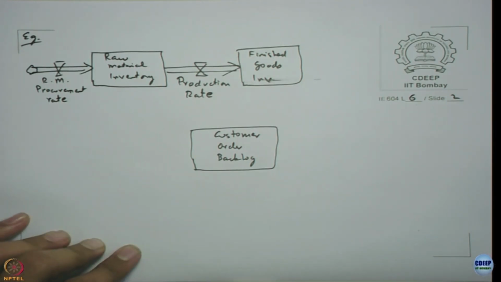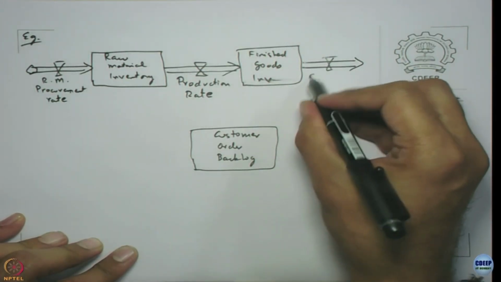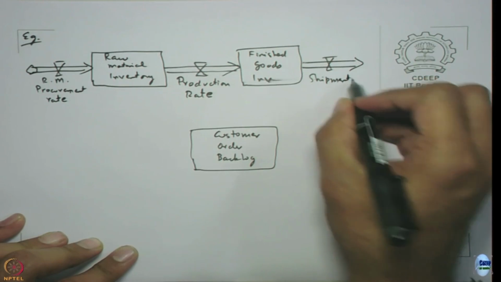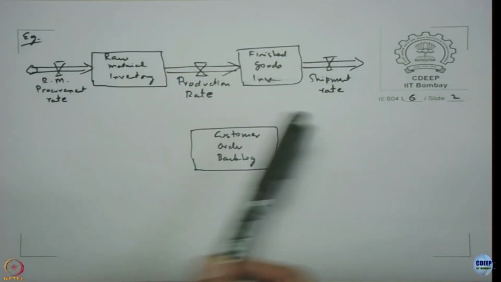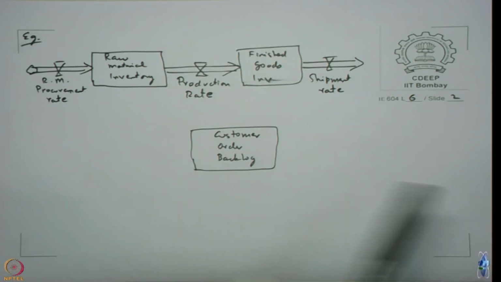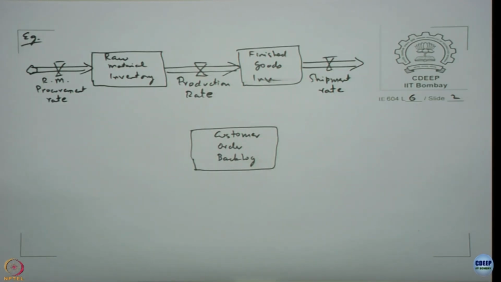And from the finished goods, we are going to have something called shipment rate. Just observe how I have given the variable names. Whenever there is a flow, we just told flow or rate or flow rate. Just to ensure that we do not make mistakes in units, we can always say RM procurement rate, production rate, shipment rate. You could have just used the word shipment or production, but then we get confused with units. So it is always good to say shipment rate. Whenever you say rate, it means units over time, right. So it helps us doing that.